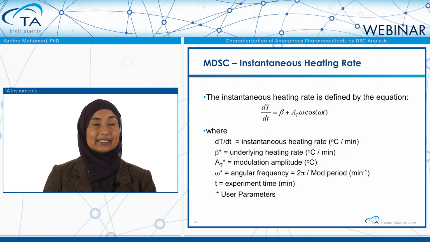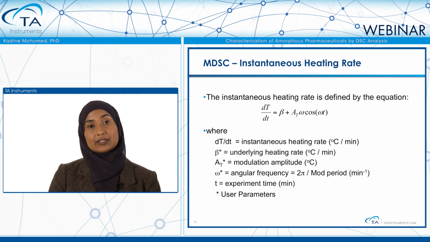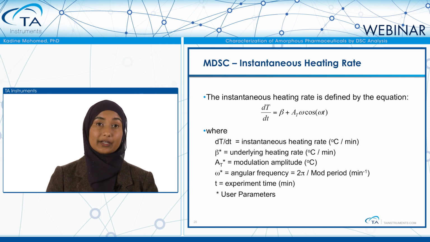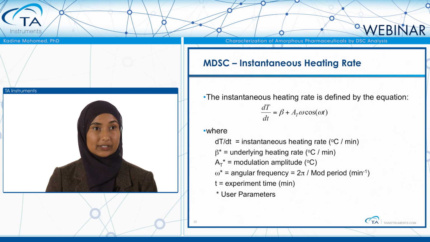Here we look at the instantaneous heating rate equation for modulated DSC. Notice with this equation, the user has to define certain parameters. So the beta symbol of the equation would be the underlying heating rate. Typically, we can set a heating rate of 1 to 3 degrees C per minute. You can go slower, you can go a bit higher than that as well, but the instantaneous or average heating rate has to be defined in the software, followed with a definition of the amplitude as well as the period or the time it takes to complete one modulation cycle.